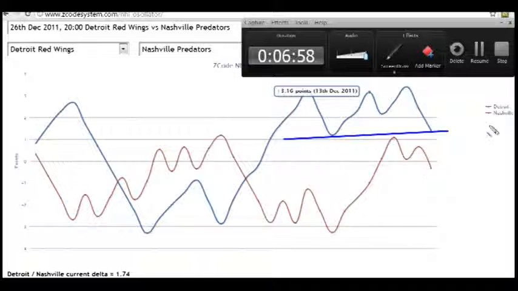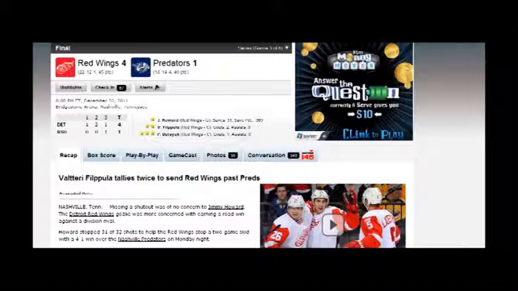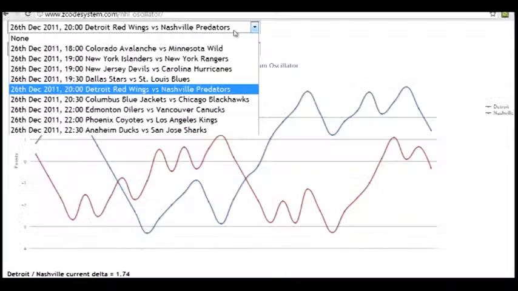Meanwhile, the Nashville Predators, you can see their line here, and as you can see, they couldn't break the resistance line, and so they lost. So they're going to go down right here. So what the Oscillator is telling us is that Detroit is going to win this game. Let's check the result. The Red Wings won 4-1 and destroyed the Predators like we expected.